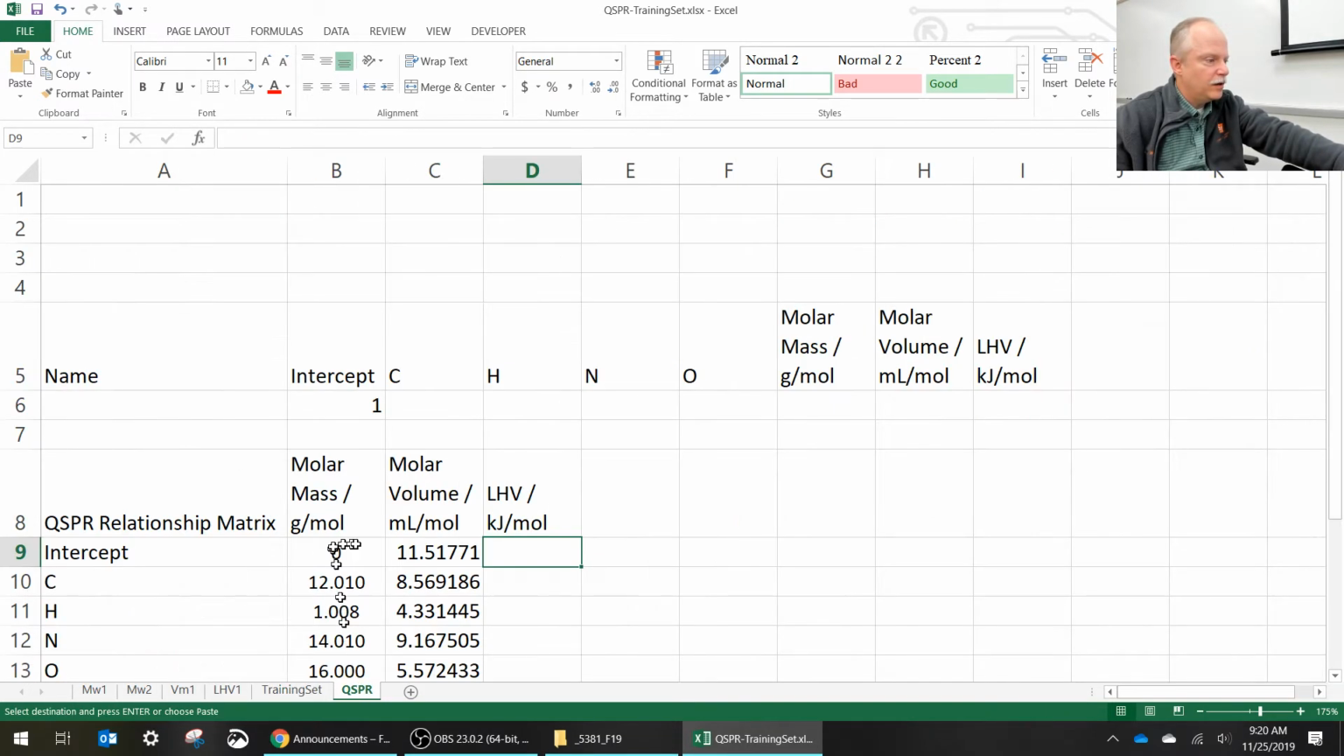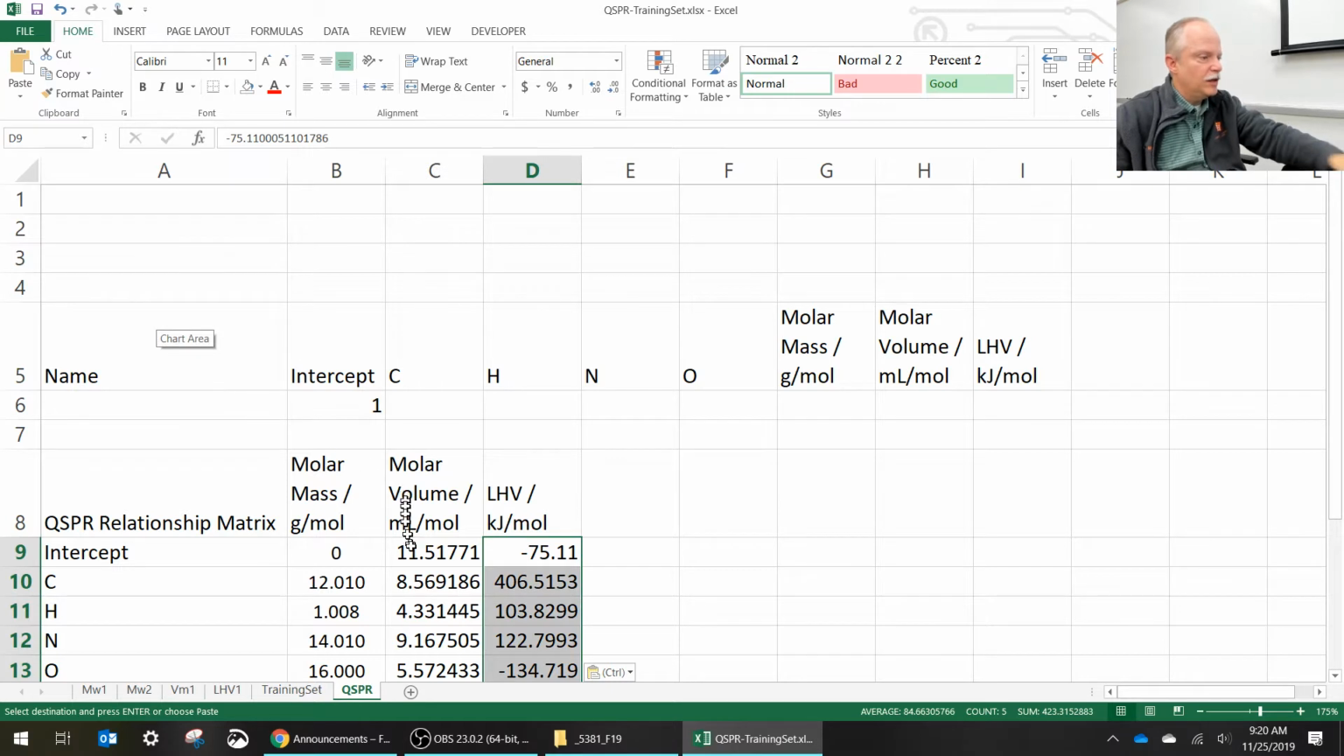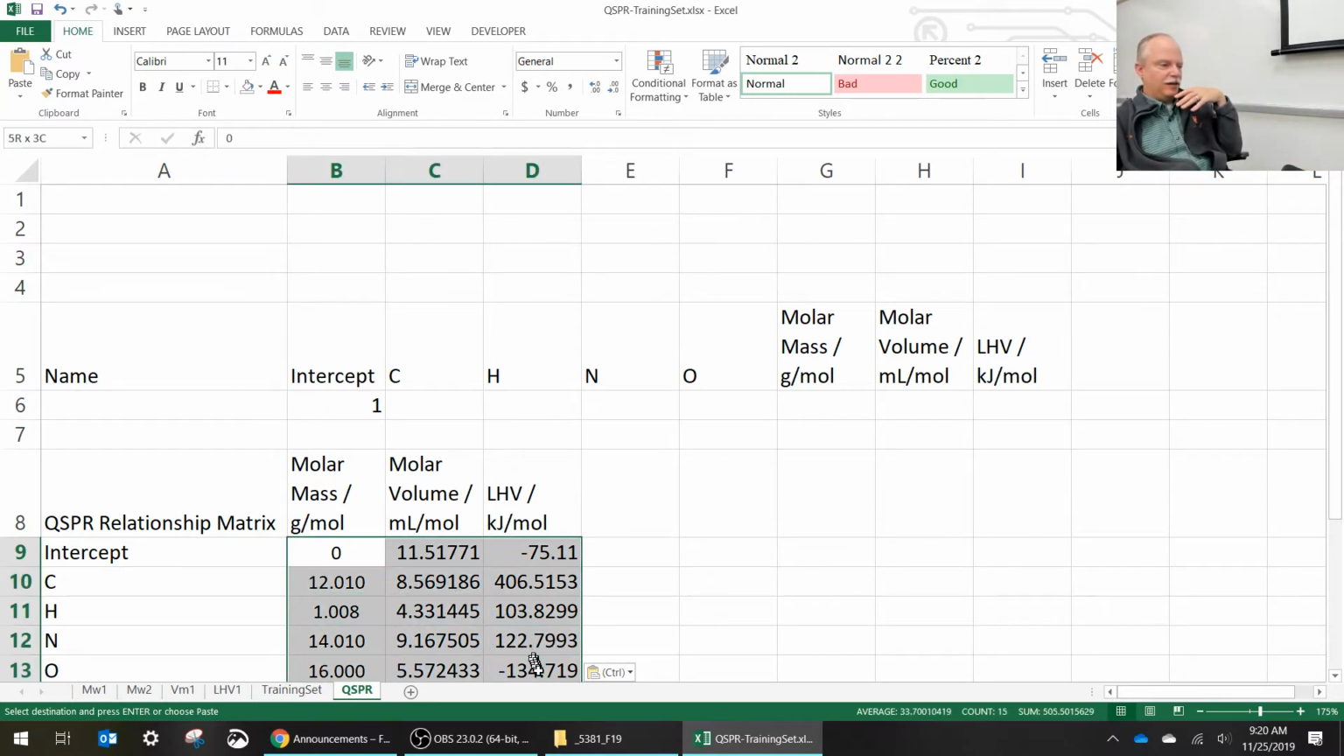Copy. And I'm just going to paste the values here. Okay, so this is now an interesting thing. These are all of our QSPRs in a matrix. What's wrong, Felicia? Just taking a little longer. Okay, so I'll pause here until everybody's to this point.